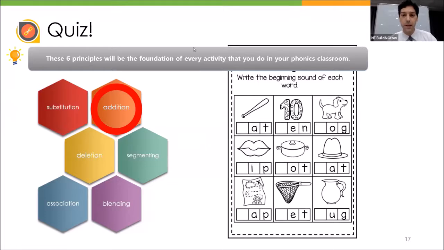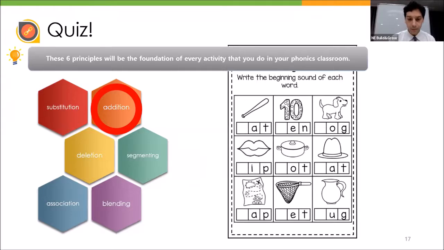And now, the only thing that you have to really keep in mind here is that with these 6 principles, you have everything you need. You have the foundation of every activity that you will do in your phonics classroom. Now, the important thing, or I guess the challenge, is to try and think of how you're going to take these 6 principles and make them fun and interesting and come up with different ideas to teach your students.